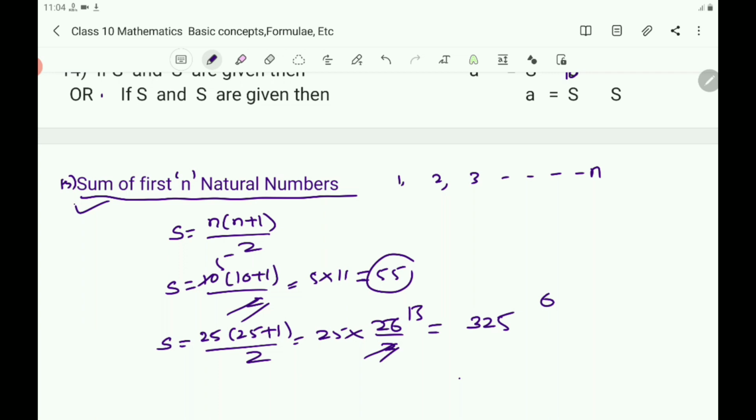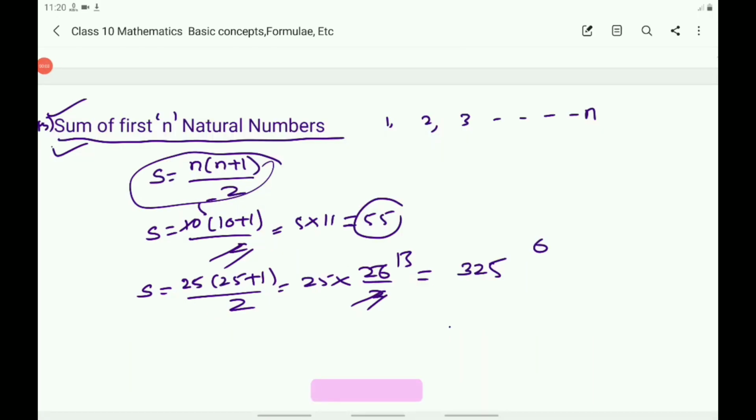In this way, there may be a question to find the sum of first 20 natural numbers, or the sum of first 12 natural numbers. So you must use this formula. That is 10 into 10 plus 1 by 2, 12 into 12 plus 1 by 2, 20 into 20 plus 1 by 2, in this way. So keep it in your mind. That is about the sum of first n natural numbers.